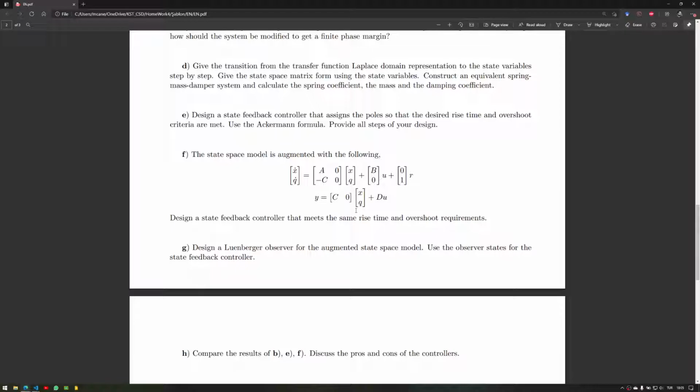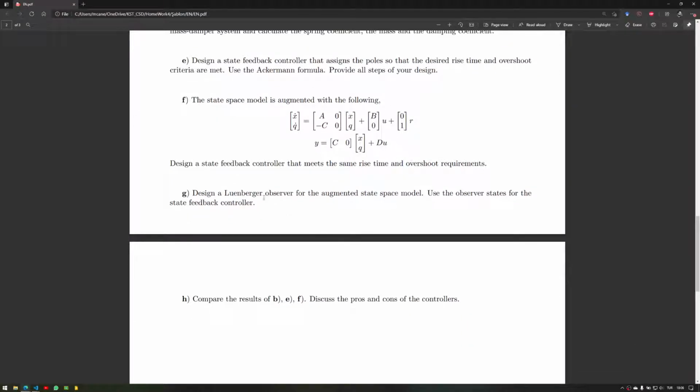And the aim here is that you design a state feedback controller that tries to meet these rise time and overshoot requirements, as it was the case in E, but this will work a bit different because this is a higher order augmented state space model.